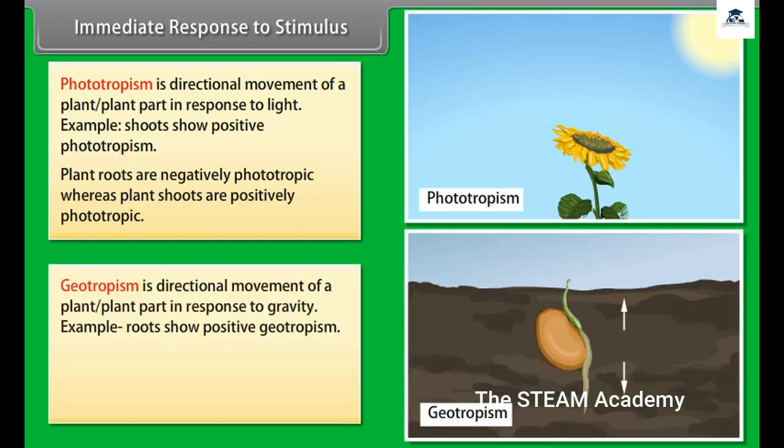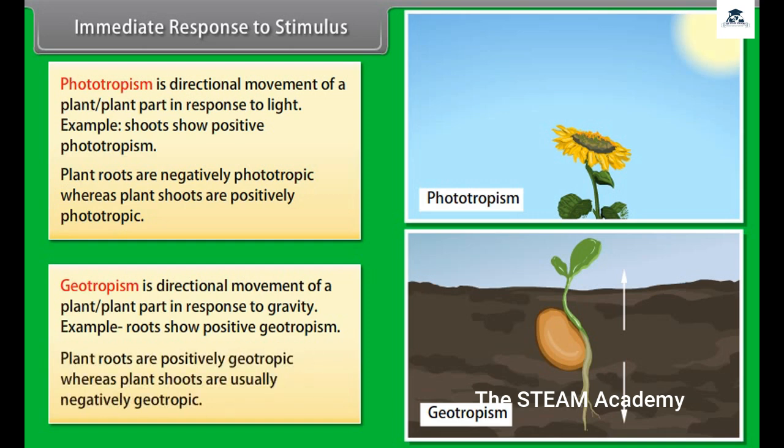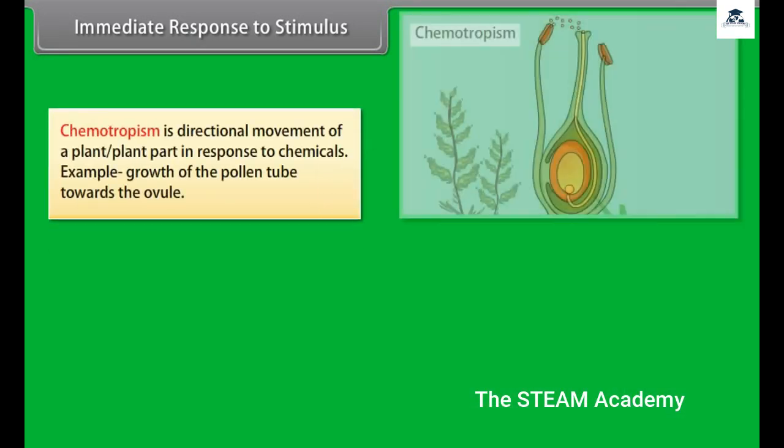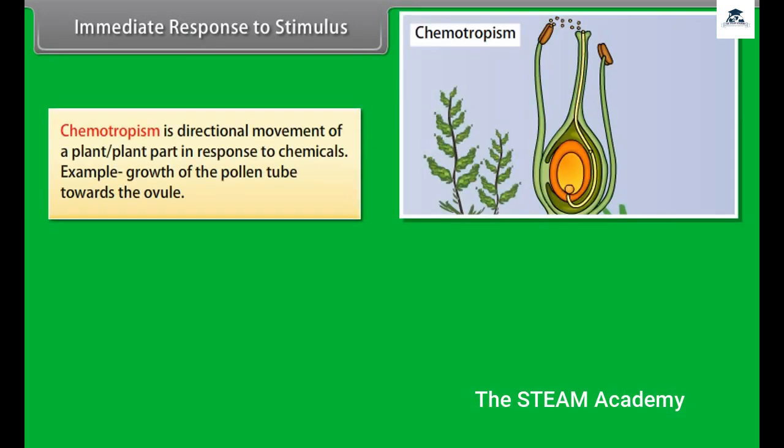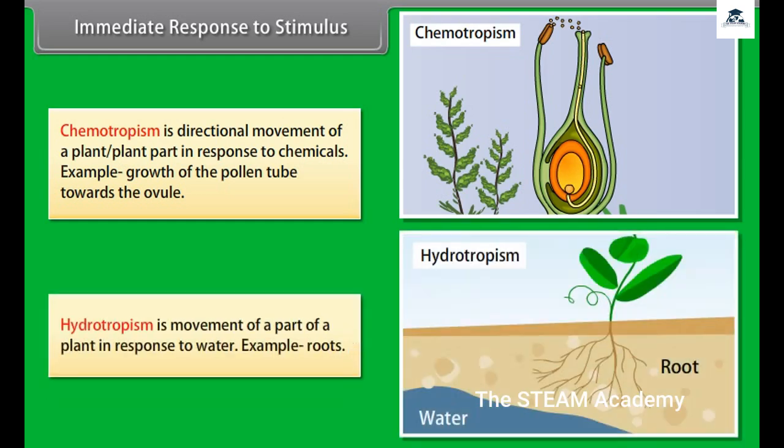Geotropism is directional movement of a plant part in response to gravity. Example: roots show positive geotropism. Plant roots are positively geotropic, whereas plant shoots are usually negatively geotropic. Chemotropism is directional movement of a plant or plant part in response to chemicals. Example: growth of the pollen tube towards the ovule. Hydrotropism is movement of a part of a plant in response to water. Example: roots.